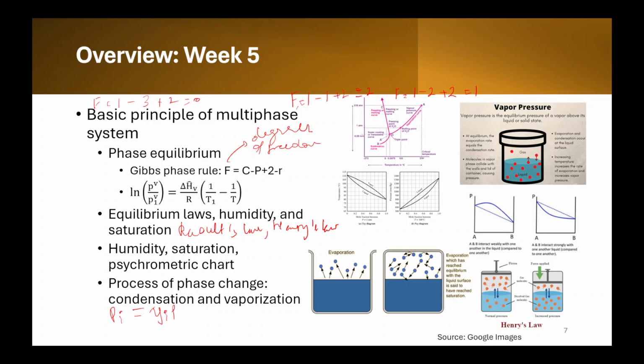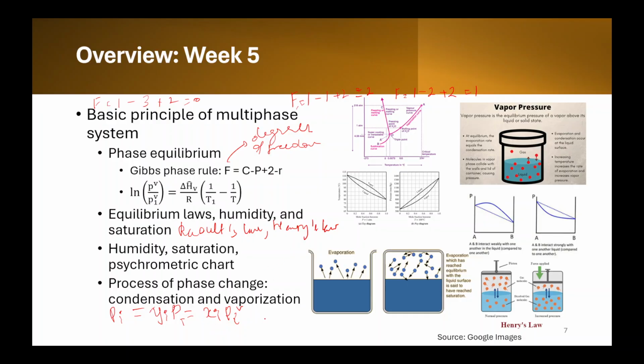Pi, the partial pressure of that component, is equal to Yi into P. Yi is again the molar gas phase concentration of component i, and P is the total pressure. Then Yi PT is equal to Xi into Pi^V. This is the vapor pressure, and this is the concentration in the liquid phase. So these two are different.